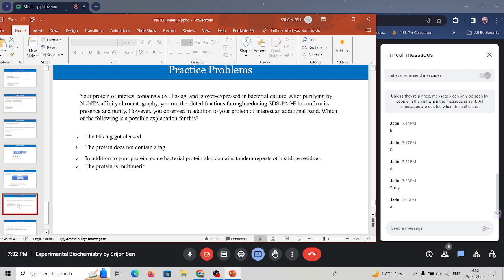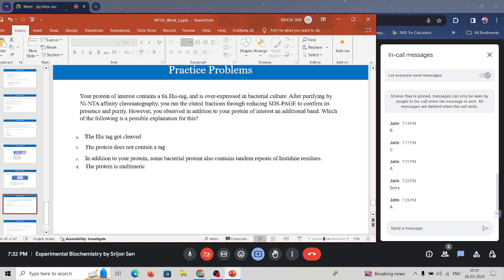The options are: the His tag got cleaved, the protein does not contain a tag; in addition to your protein, some bacterial proteins can contain tandem repeats of histidine residues; or the protein is multimeric. To answer this type of question, there can be numerous ways you can interpret such a band. The first thing is that your His tag can get cleaved.